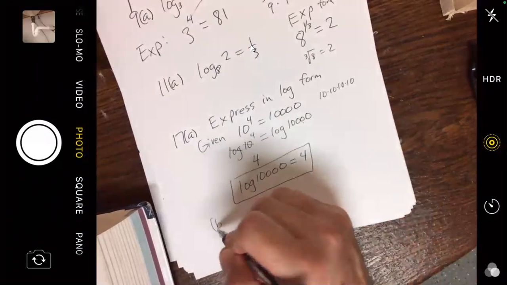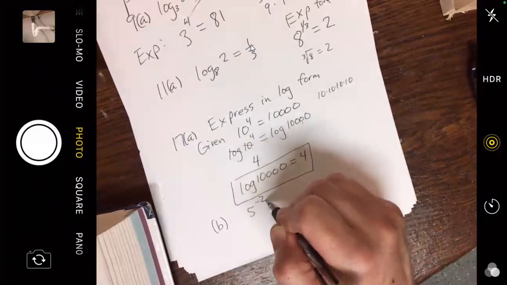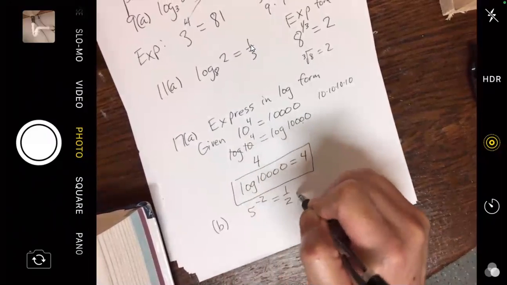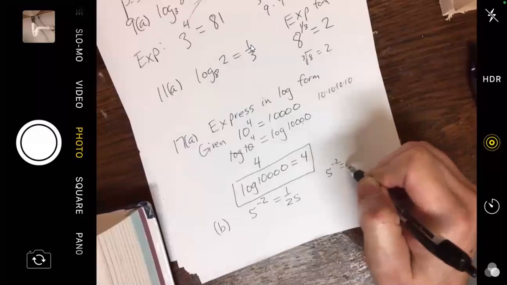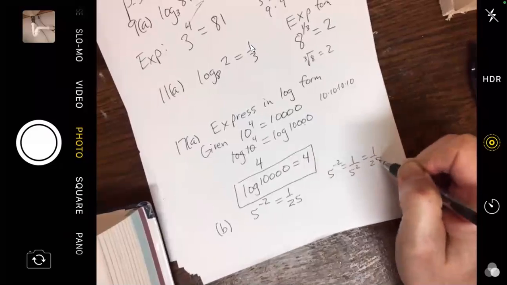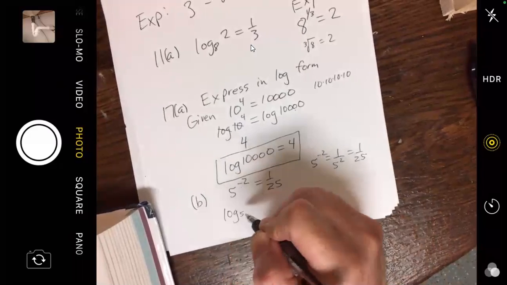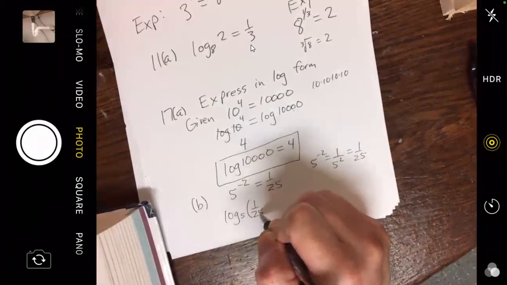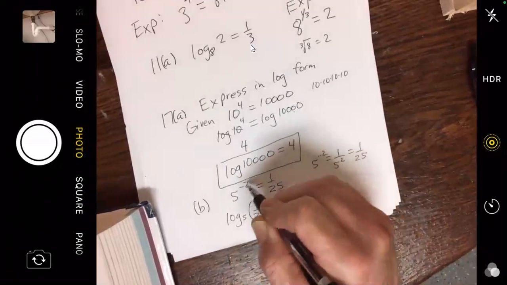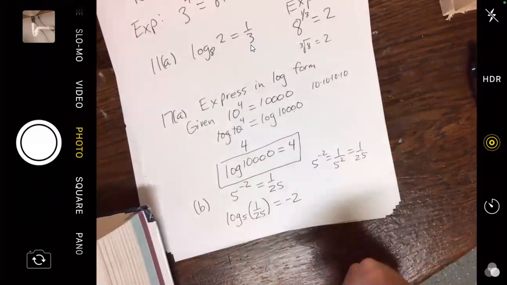Try 17b. 5 to the minus 2 would equal 1 over 25. You see where they're getting that? 5 to the minus 2 is 1 over 5 squared, which is 1 over 25. You'd have log base 5 of 1 over 25 would equal -2, the exponent. The logarithm is the exponent.